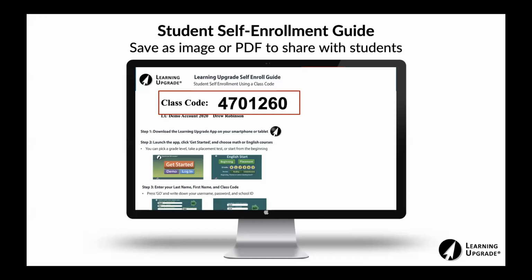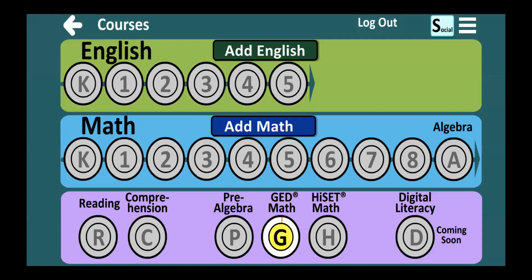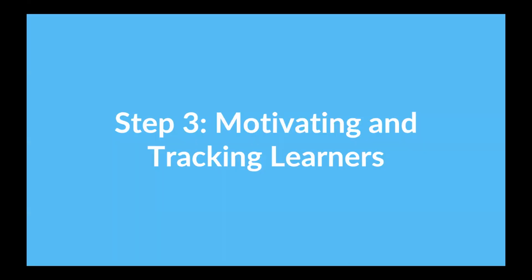So that's everything. Self-enrollment is as simple as that. Your learners just need to download the app, select a course, and enter the class code, and from that point on, they're off and running. They'll be able to get started from there.